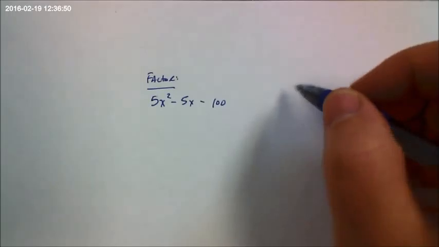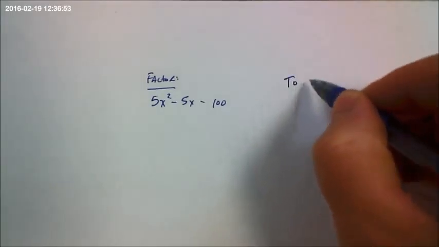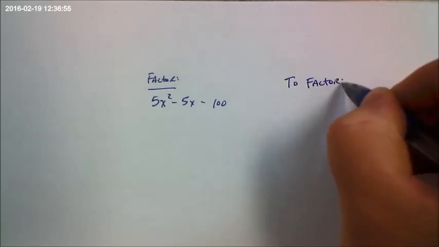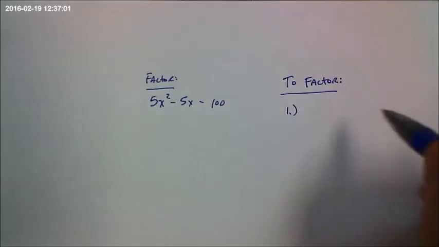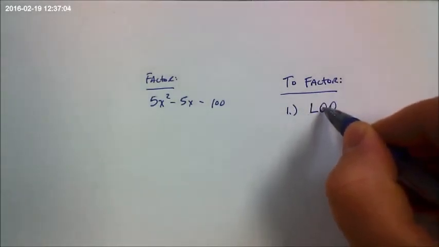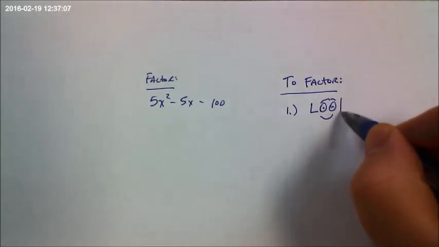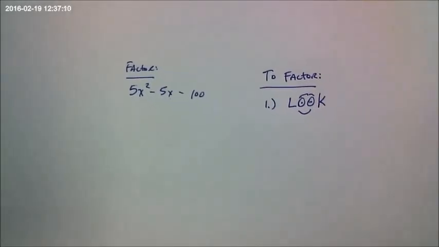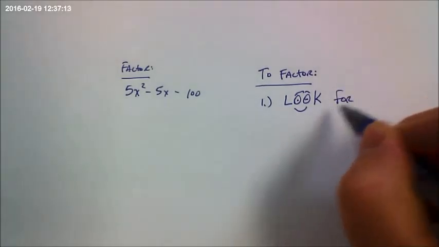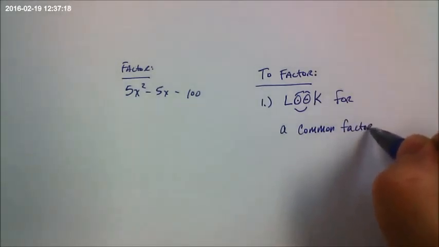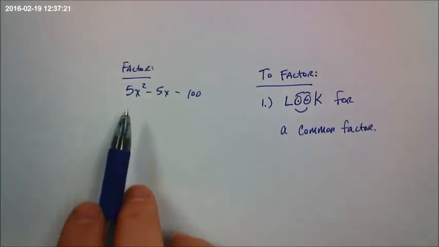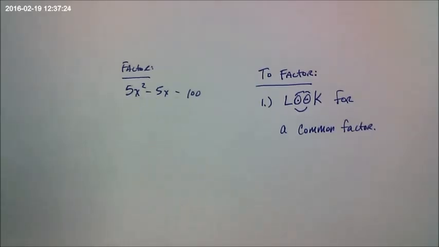When you're factoring, you should write this down right here, because this is what you do first. Always. Step number one, you got to look for a common factor. Do you know what I mean by a common factor? Is there something that multiplies into all of the terms?